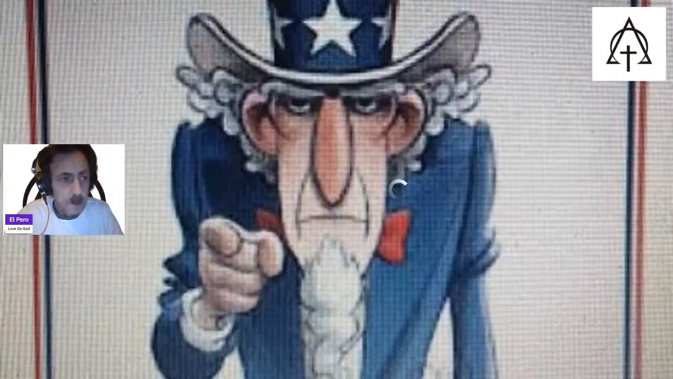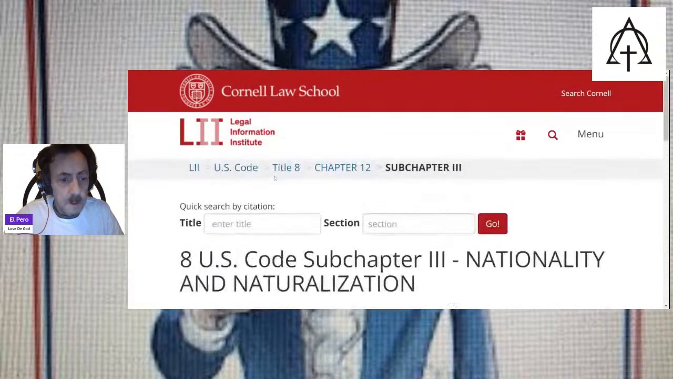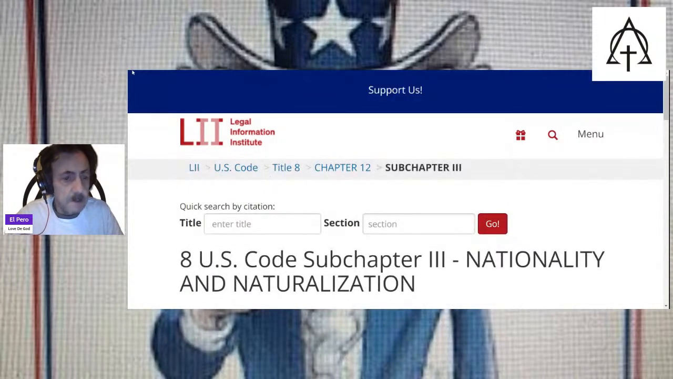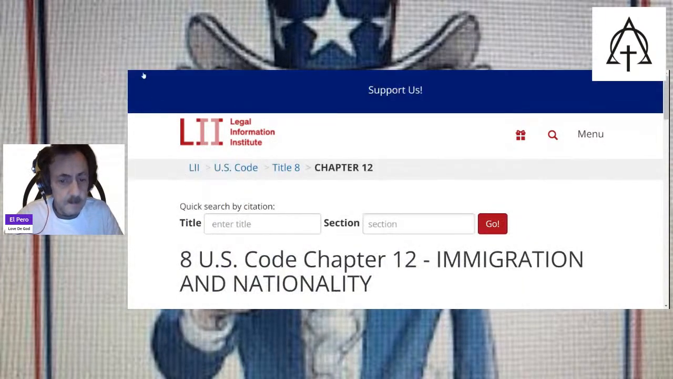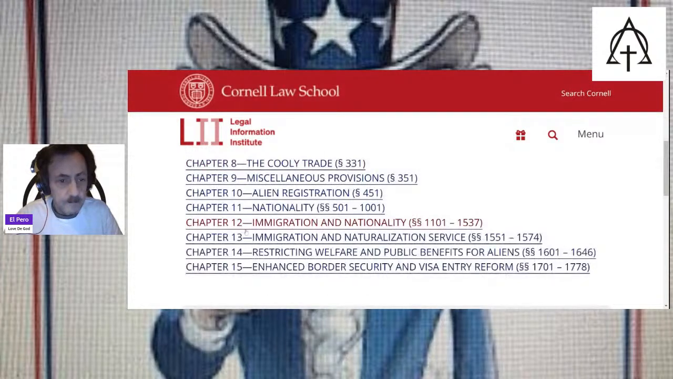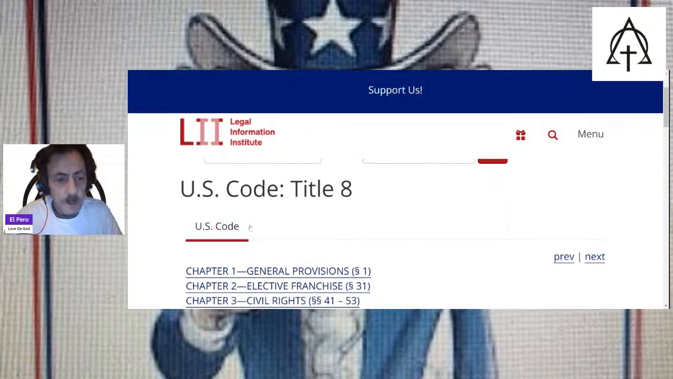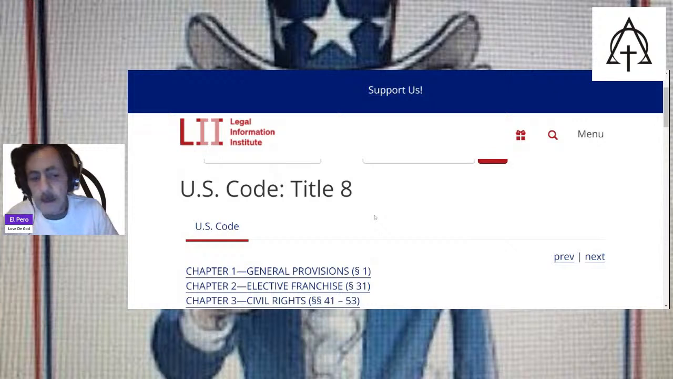And we are going to get started with 8 U.S. Code. And first, we're going to take you all the way back to the beginning. U.S. Code, Title 8.